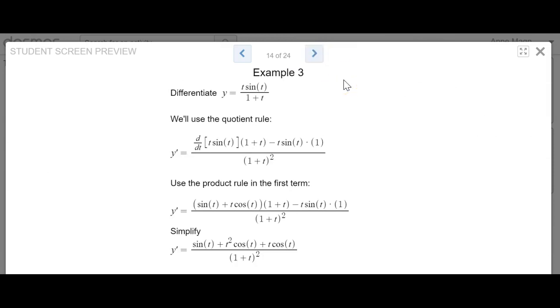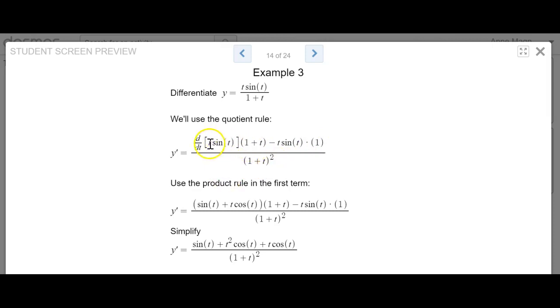Here's another example, a little bit more complicated. You need to use the quotient rule. So we want the derivative of the numerator times the denominator minus the numerator times the derivative of the denominator, all over the denominator squared.